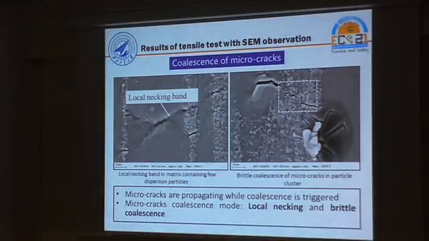Now let's go to the third stage, coalescence of microcracks. There are mainly two microcrack coalescence modes. Firstly is the local necking band. This is almost the pure aluminum matrix. And then there exist abundant particles, so they will coalesce greatly.